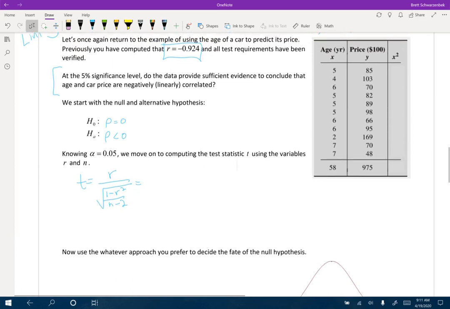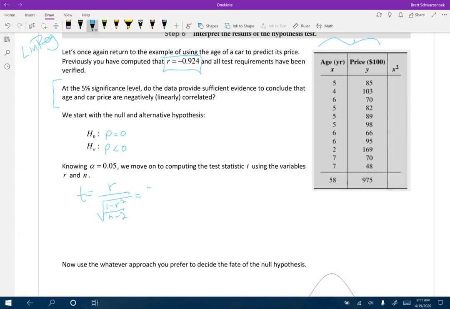Okay, so all we have to do is just sub in some numbers. It's negative 0.924 for r. We have 1 minus r squared, which is, by the way, the coefficient of determination, but we don't need to calculate that because we have r already. And remember, again, we have 11 cars that we're analyzing, so 11 minus 2. If you find this value, you're going to get negative 7.25.